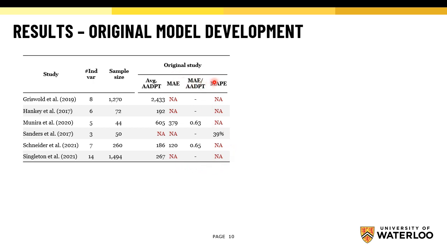We also have the MAPE for one study. Just to point out, the desired accuracy that we are looking for is a ratio of MAE over ADPT of between 0.6 and 0.65. So this is the metric that we are looking for.